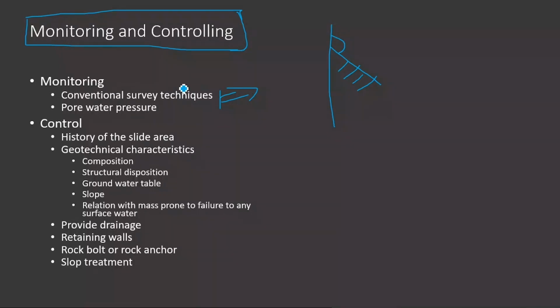And if it is in mass wasting, then we need to study the history of that area, how this area was affected in the past. Then we may go for some geotechnical characterization. Then we may take some preventive measures to avoid future downslope movements.